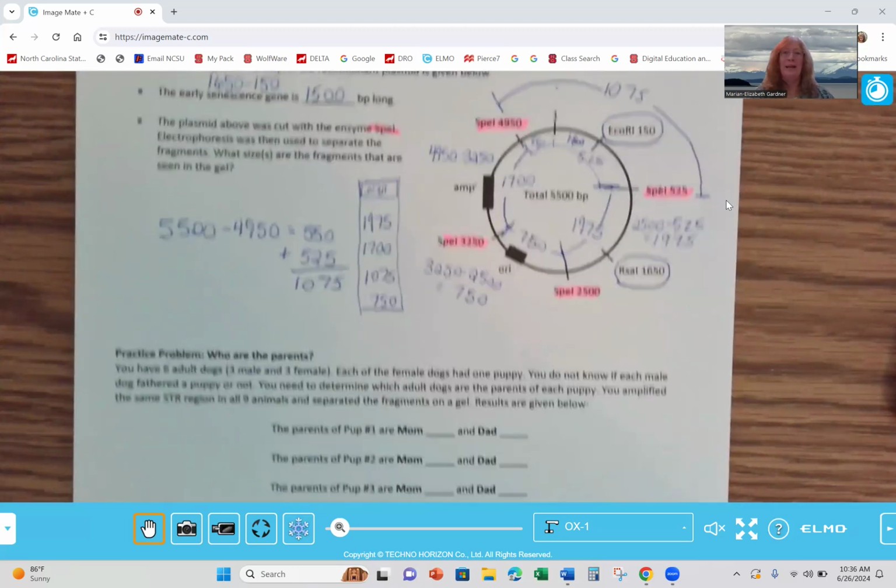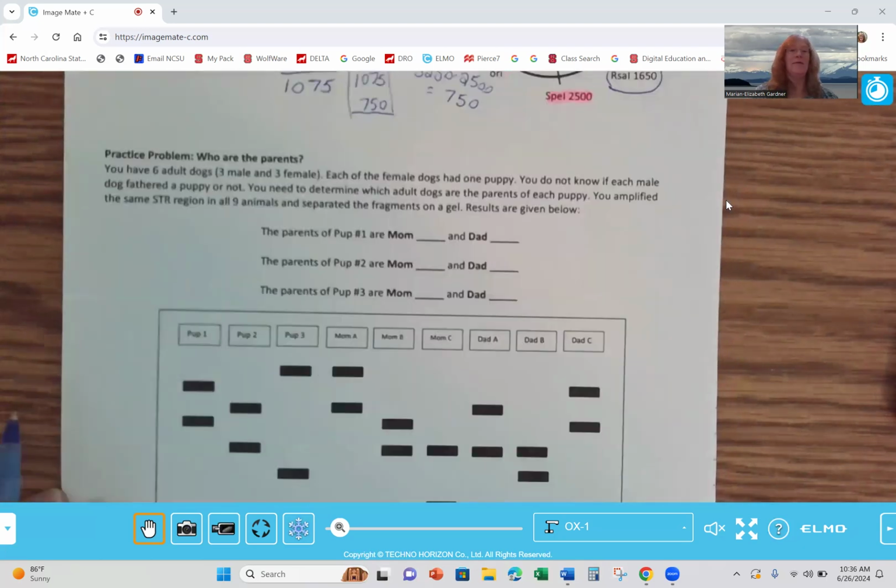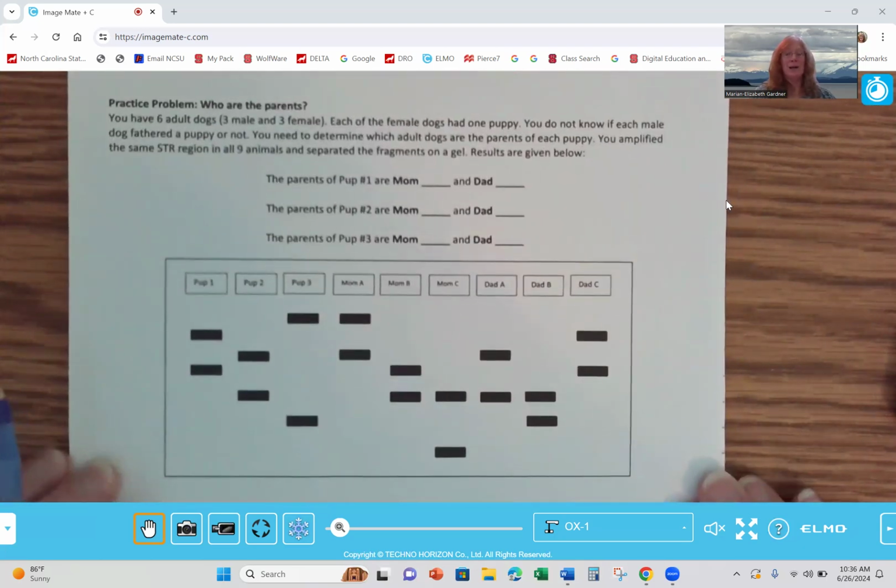Okay, enough of manipulating recombinant DNA for a bit. Let's try something a little bit different. Here, we are trying to figure out who are the parents for each of the puppies. We have 6 adult dogs, 3 males, 3 females. Each of the female dogs had 1 puppy, so we've got a total of 3 puppies. We don't know if each male fathered a puppy or not. So we want to determine which adult dogs are the parents of each puppy.